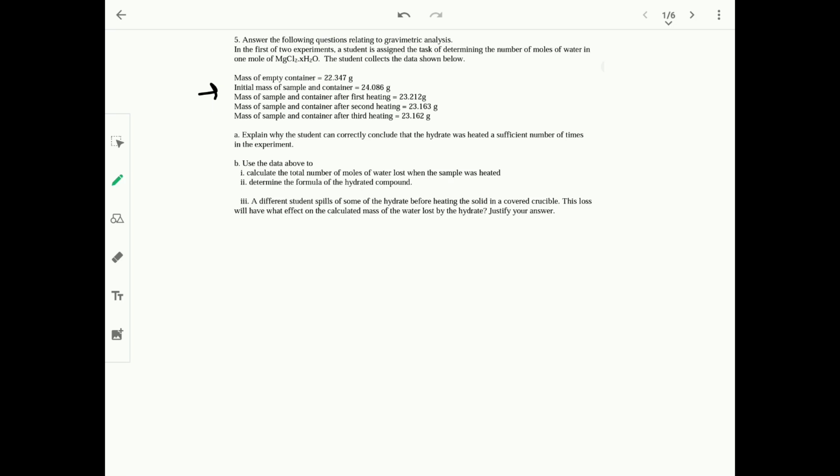B says, use the data above to, 1, calculate the total number of moles of water lost. Part B, 2, determine the formula of the hydrated compound. And 3 says, a different student spills some of the hydrate before heating the solid in a covered crucible. This loss will have what effect on the calculated mass of the water lost by the hydrate? Justify your answer. So I want you guys to do parts A and B, and then we'll check them in a few seconds.